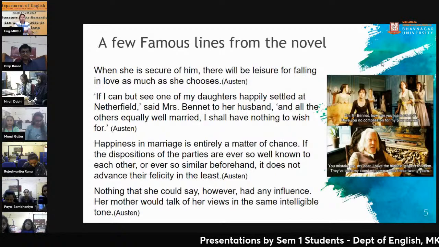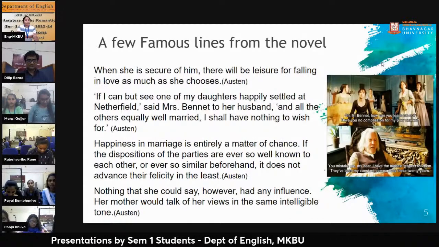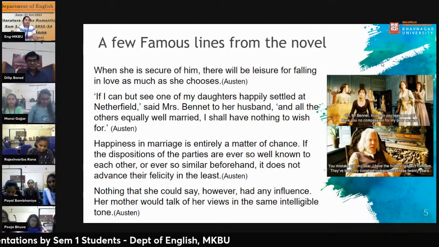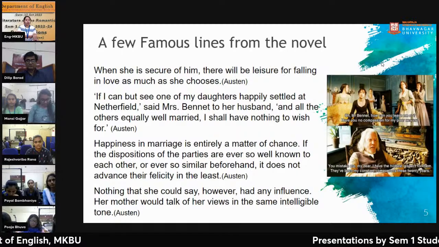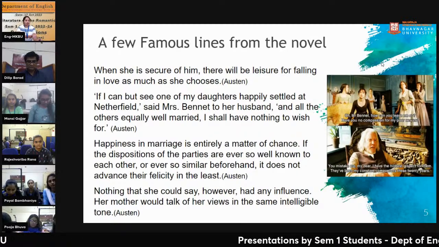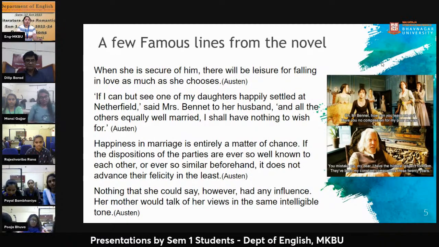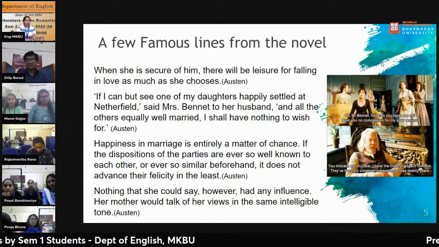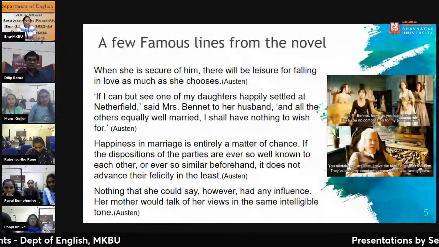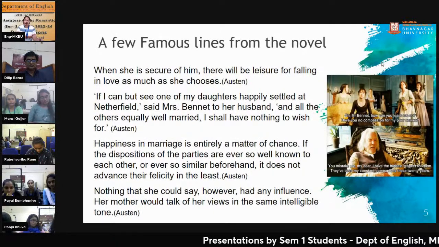Few famous lines from the novel. "When she is secure of him, there will be leisure for falling in love as much as she chooses." So, for a girl, it is more important to be secured in a marriage rather than being in love in marriage. It is said that women are always asked to select men who are more settled, who have a good job, have a high salary, and the approach of girls towards men is almost very materialistic.